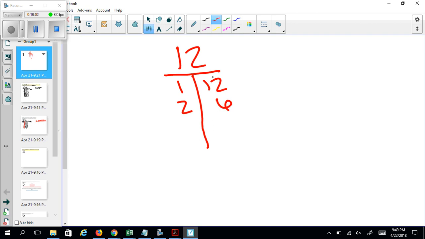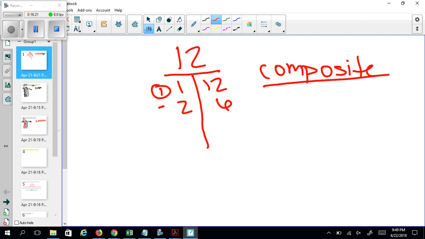As soon as you find another factor pair, and you are 100% sure that these two numbers equal this, it is composite. You do not have to continue anymore. This is a composite number because we have at least 2 factor pairs. We have more than 2 factors, more than 1 factor pair. So this is a composite number.